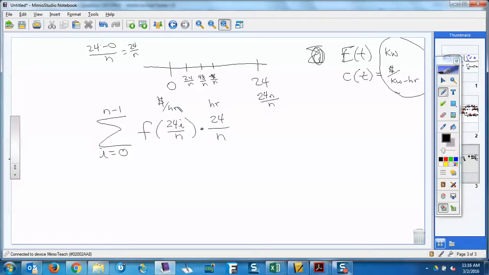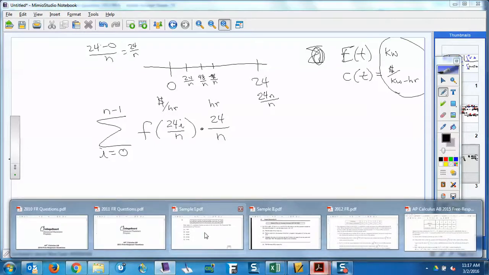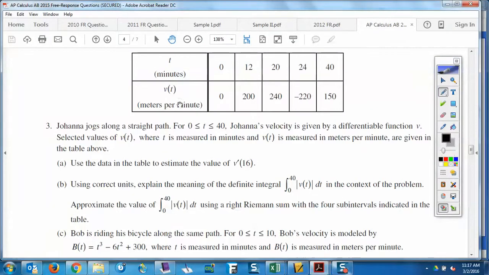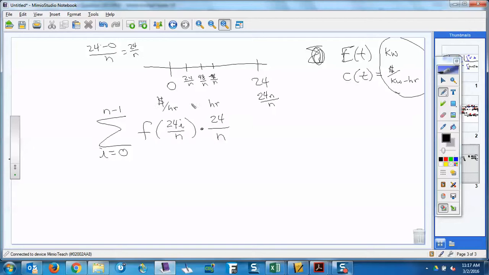It's like the last problem we just did. We were adding up those velocities, but then we times them by the width. In the problem we just did, it was meters per minute and then minutes, right? So we were taking meters per minute height times minutes, right? So what we want this integral to be is dollars per hour times hours, right? And that'll give us dollars that we'll be adding up.